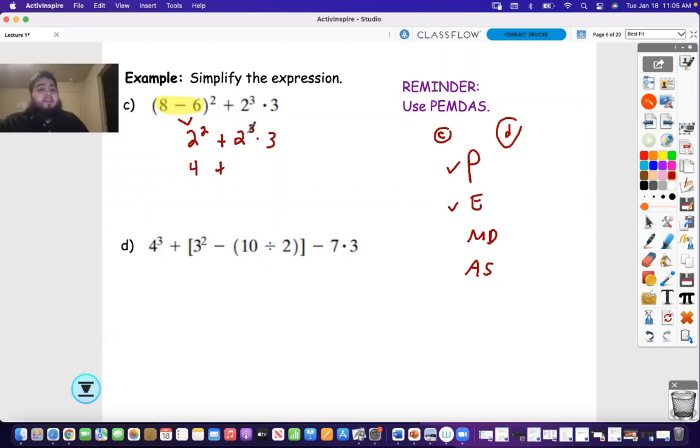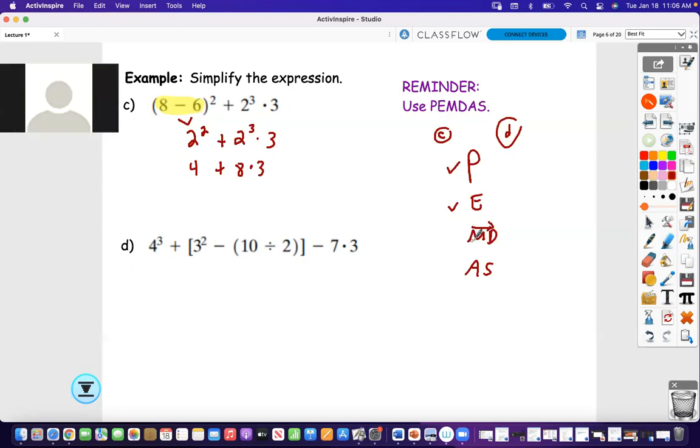Can someone tell me what 2 cubed is? 2 times 2 times 2. 8. Bring down the times 3. Is everyone noticing how whatever it evaluates to, I just replace it? Everyone see that? So now we're done with exponents. What's the next step in PEMDAS?